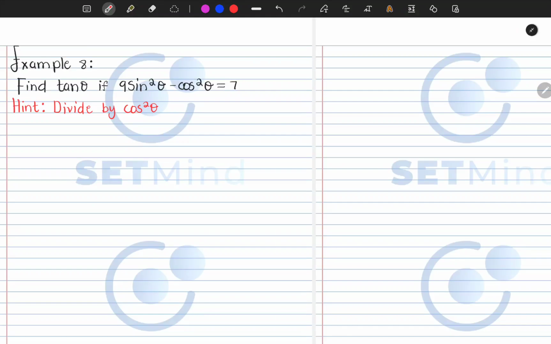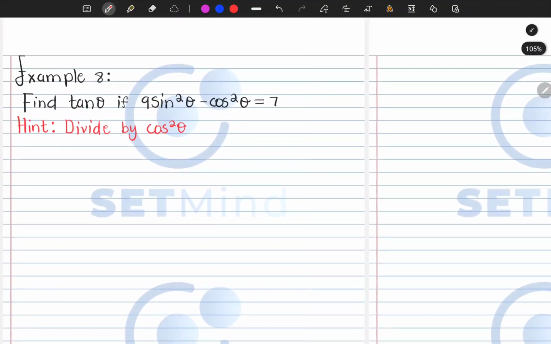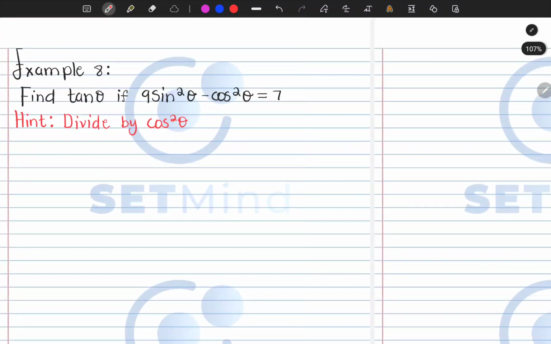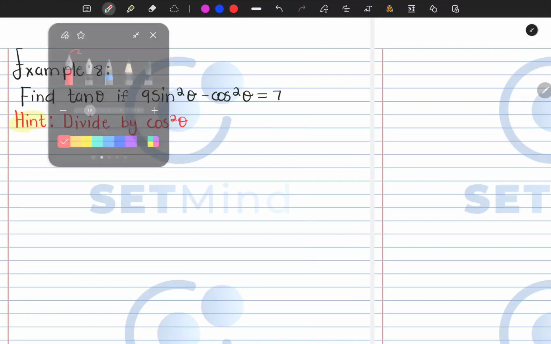Okay, so let's have a look at example 8. On example 8, we are required to find tan of theta if we are given 9 sine squared of theta minus cos squared of theta, and all of that equals 7. As a hint, we are given that we should divide by cos squared of theta.